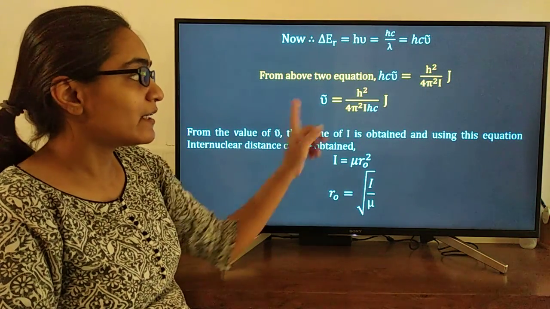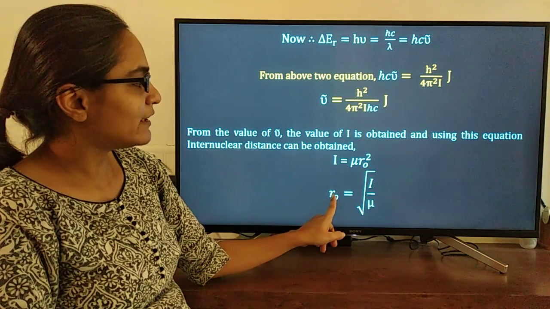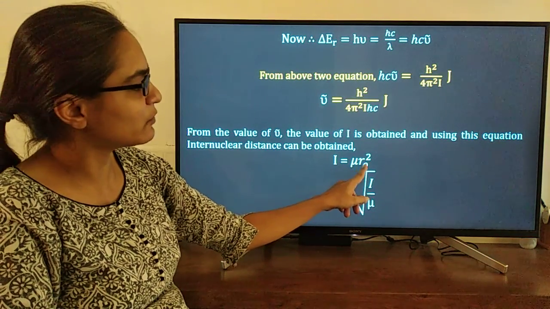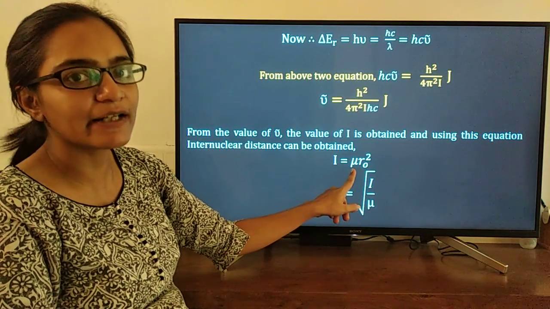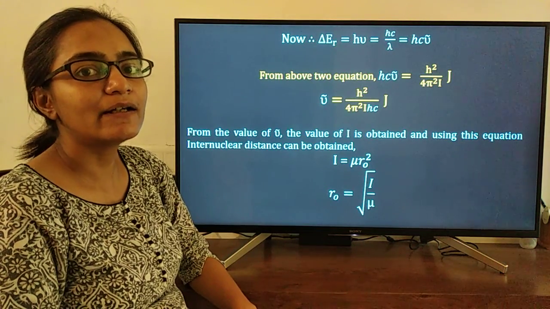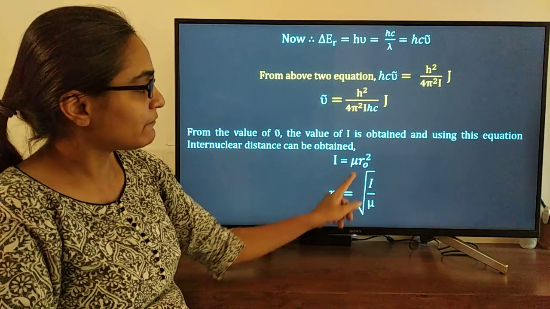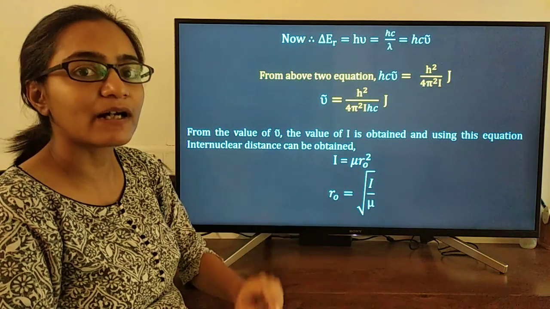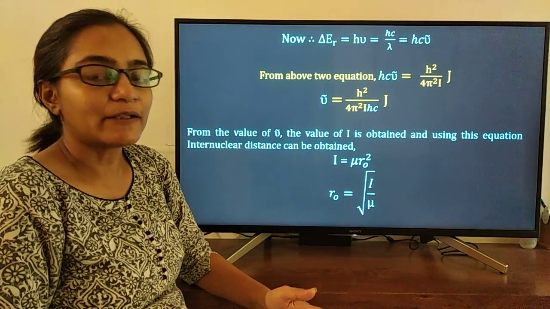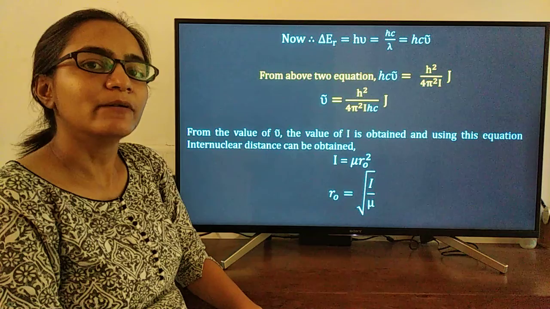And if we find the value of the moment of inertia, we can find R from the following equation, where I is equal to mu R square. Mu indicates the reduced mass and R indicates the bond length, the internuclear distance between the two atoms. So once we find the value of I, the distance between the two atoms, R, is equal to the square root of I upon mu.